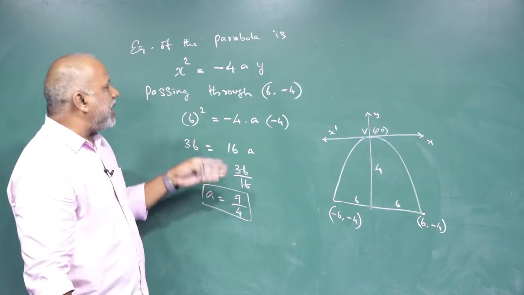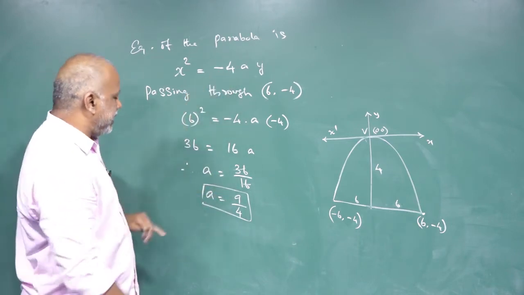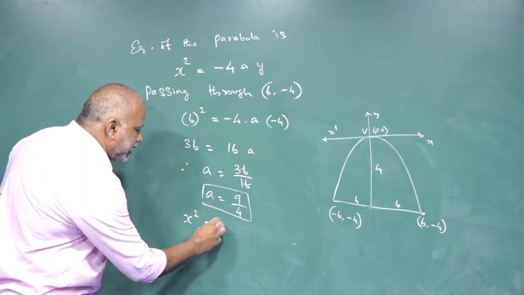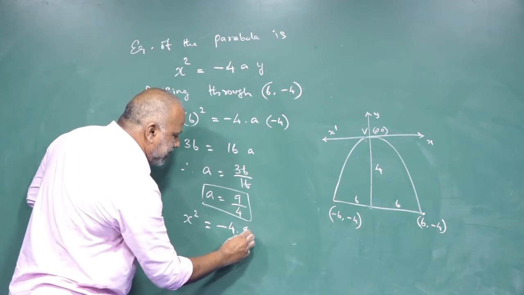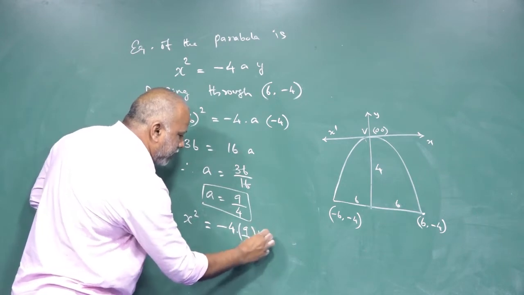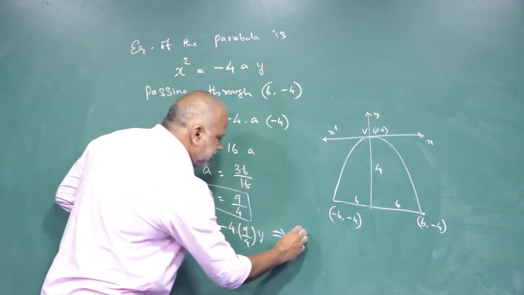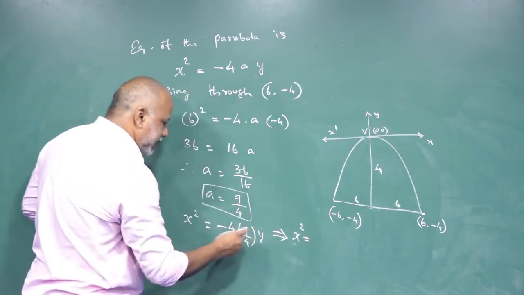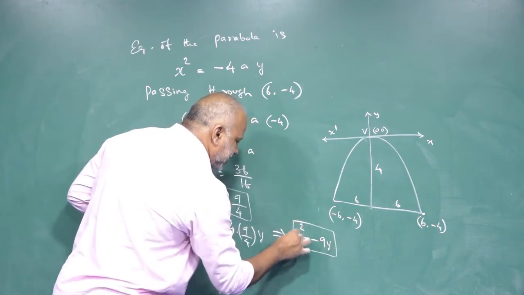Now substitute the value here once again. See, a equal to 9/4. Substitute here. We can get x squared equal to -4, the value of a is 9 by 4. Then in y, this 4 may be cancelled. We can get x squared equal to minus 9y. This is the equation we need.